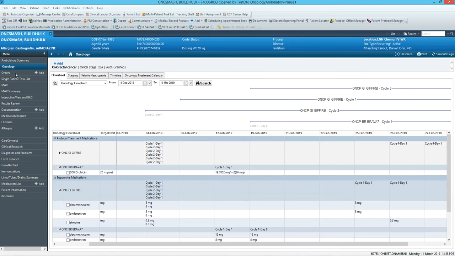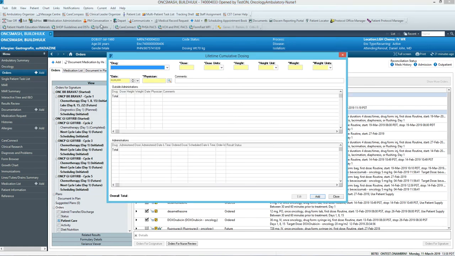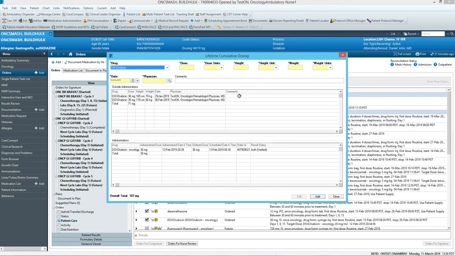When looking from the table of contents under orders, a clinician can access options from the toolbar and select Add Lifetime Cumulative Drug Administration. Once this is selected, another window pops up. The clinician must select the drug under question. So in this example, we're going to look at doxorubicin. Within this window, there is an upper and a lower portion.